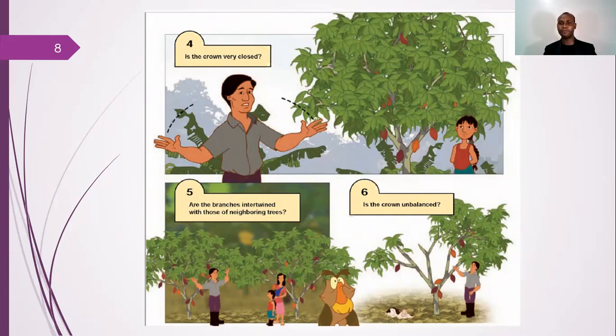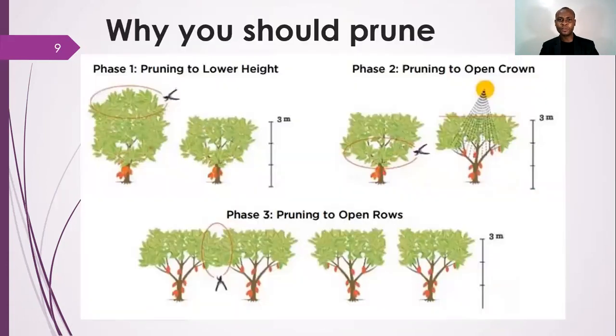All right, so in cases like this, you need to do something. You need to do some pruning. So I don't know how your farm looks, but if your farm looks like any of these, it means that pruning is going to be needed on your farm.